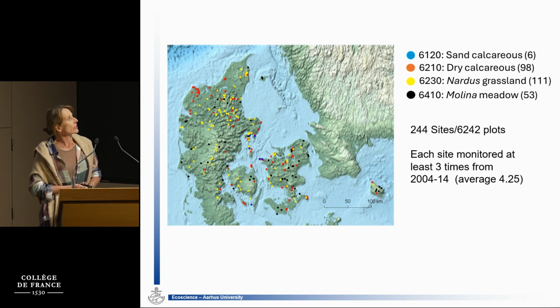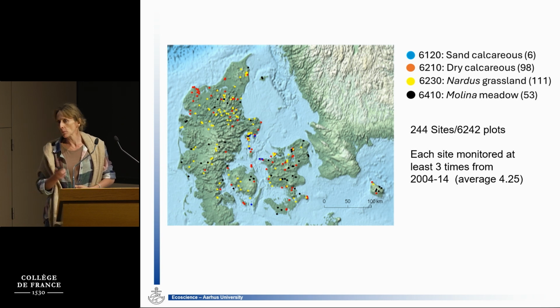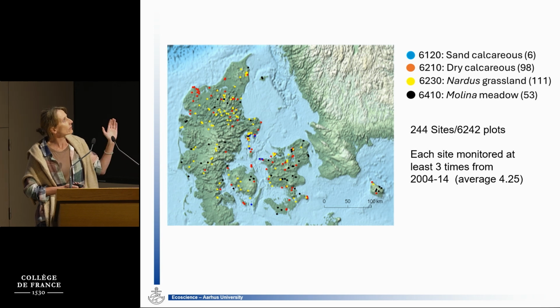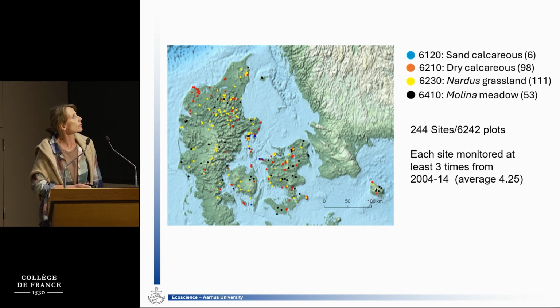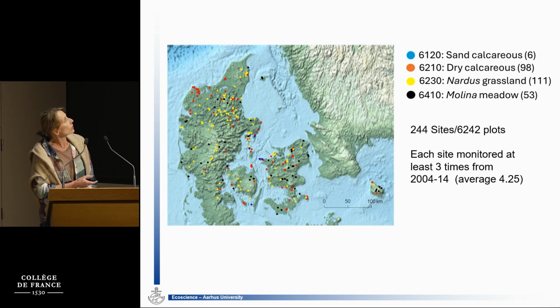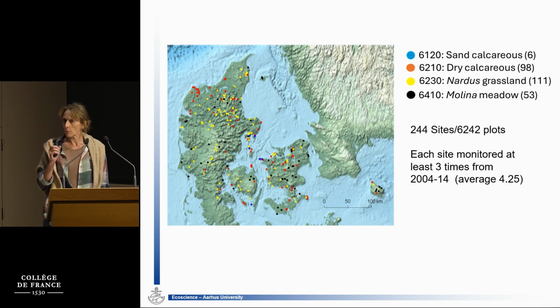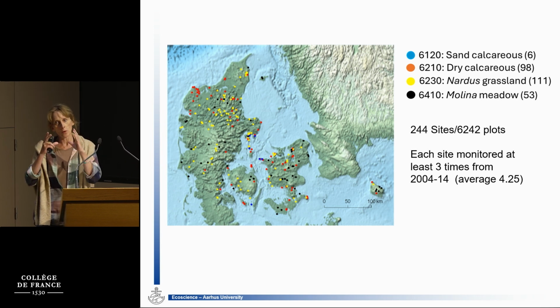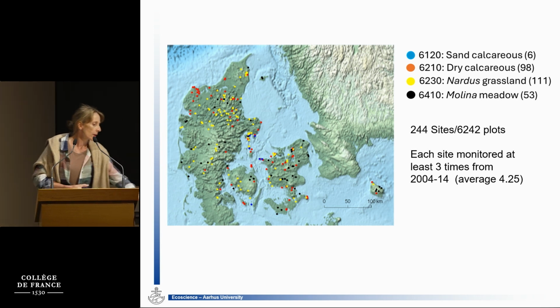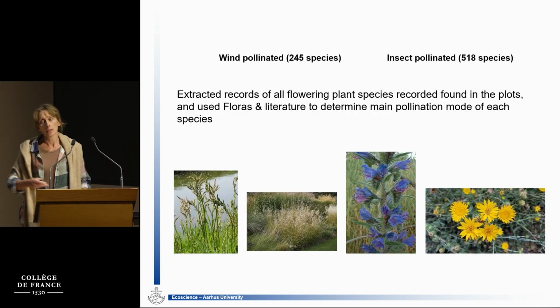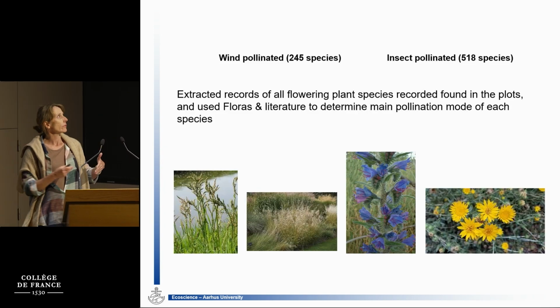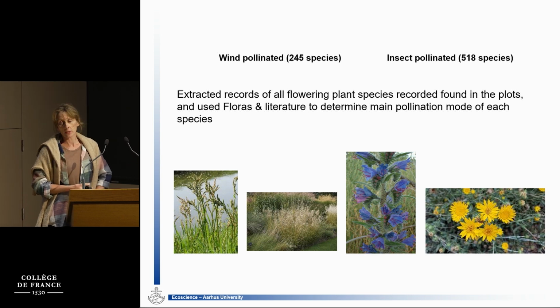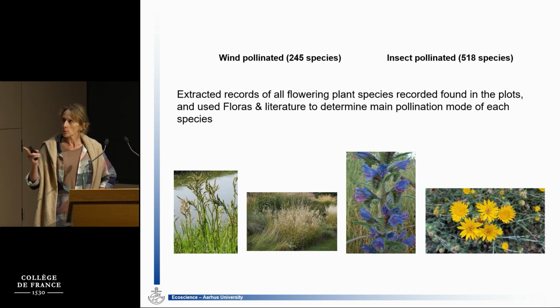And on average, a site was monitored for a bit more than 4 years in the time interval from 2004 to 2014. So that gave a total of 244 sites with 6,242 plots. And I should mention that a plot here is actually a circle, a 5-meter circle. Within each of these circles, we knew all the plant species that were present. So with this extraction, we compiled the full data set of all the species that we found, and there were about 790 different flowering plant species.